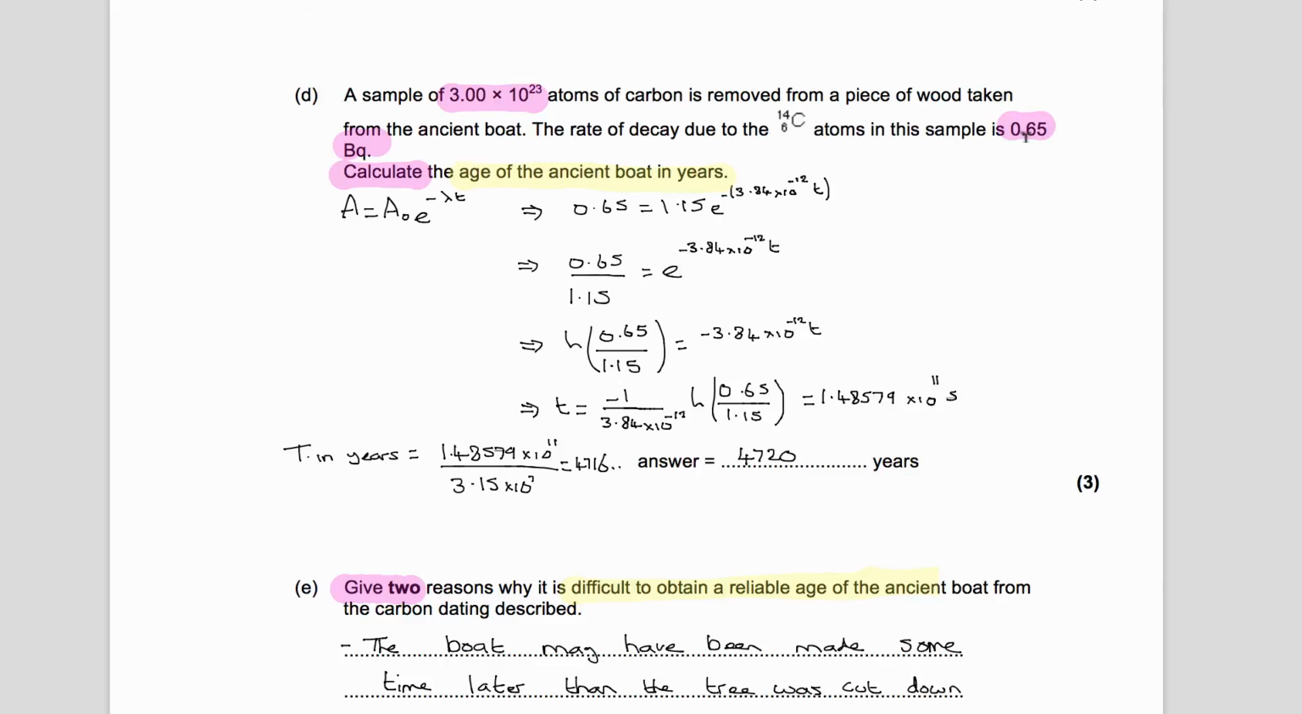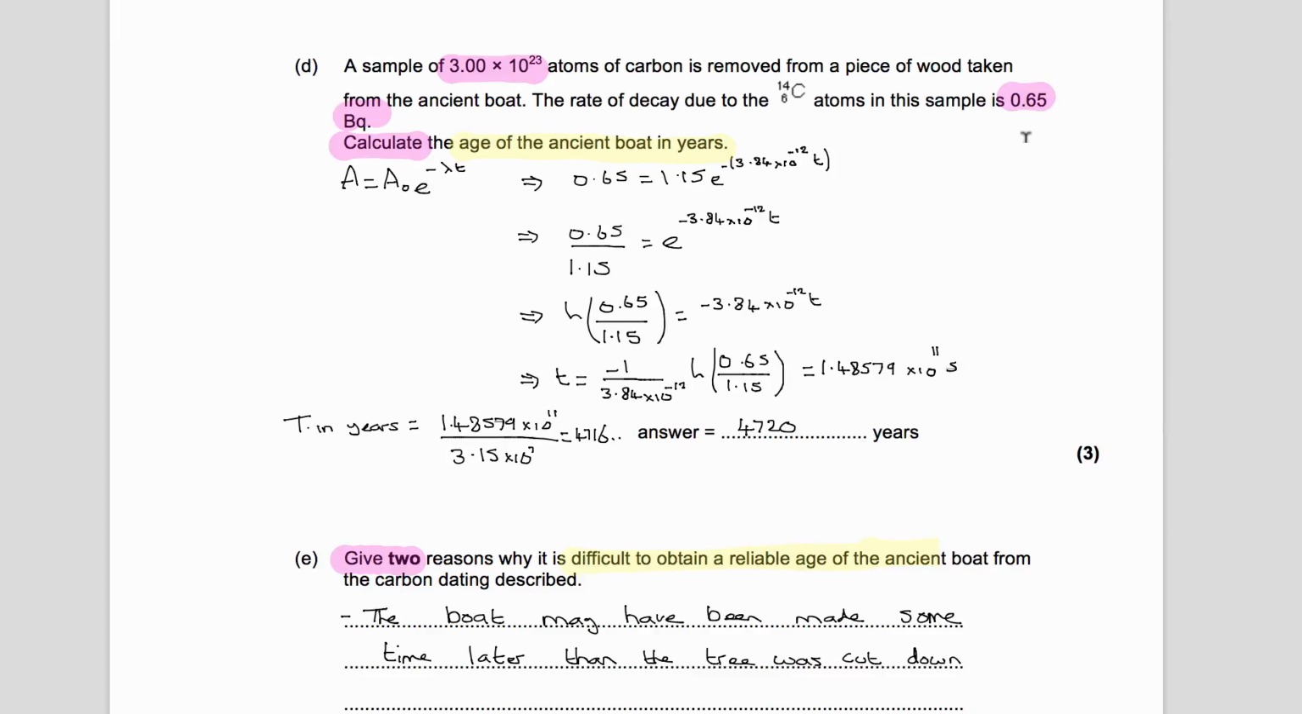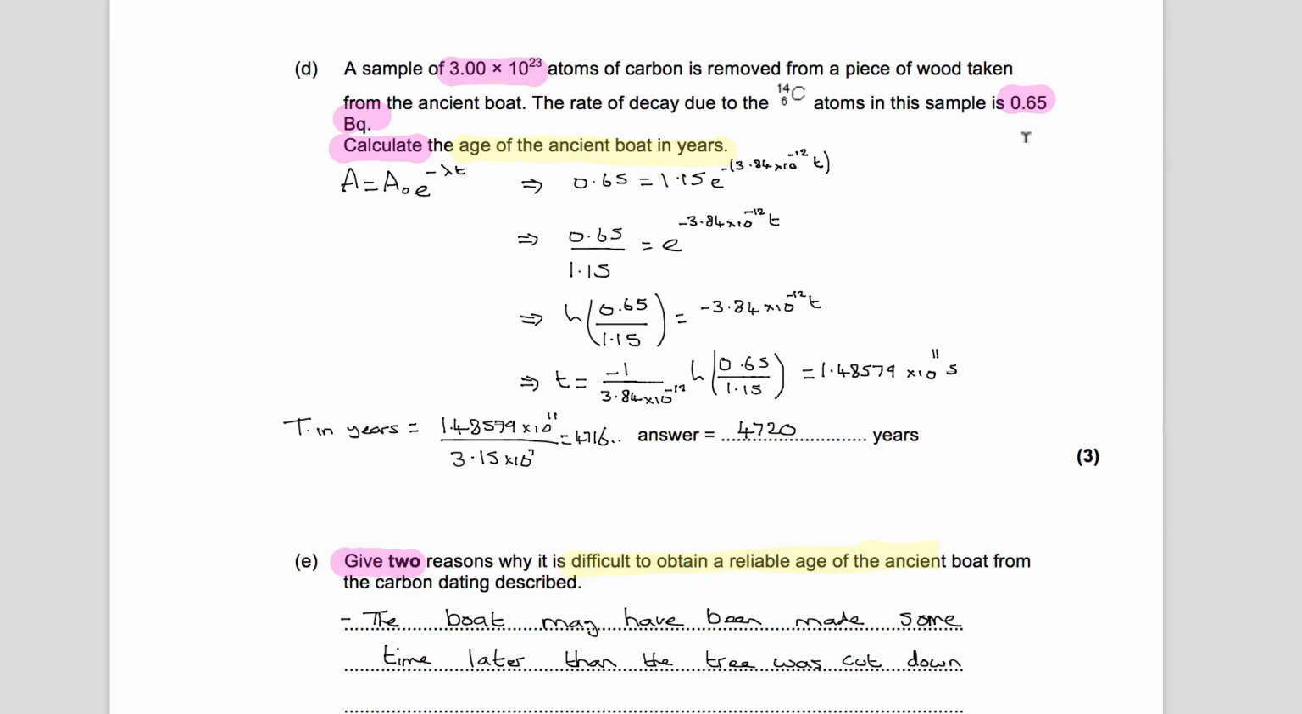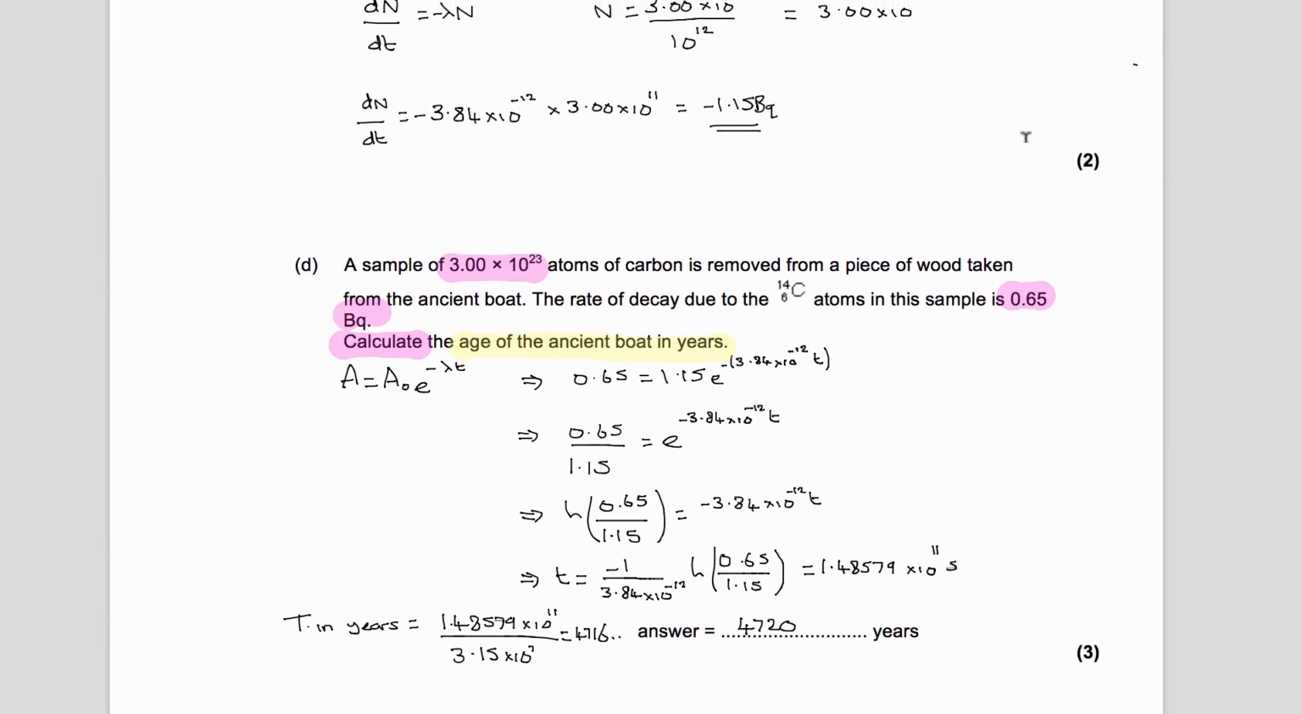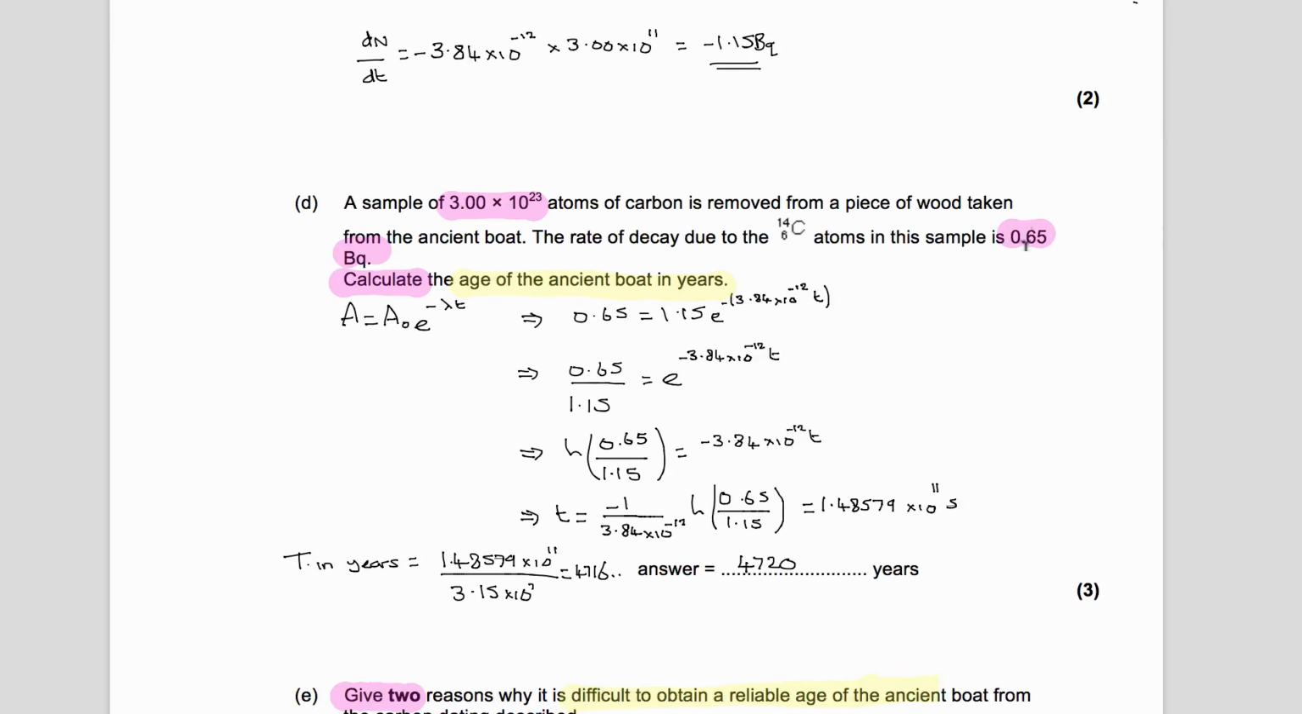So basically what we can assume is that sometime in the past, just as the tree was cut down, the activity was this. So that's our starting activity. It then decays, so all of these carbon-14 atoms then decay, so the activity goes down, and it's gone down to this number here now.